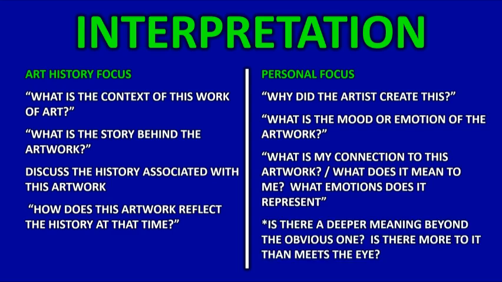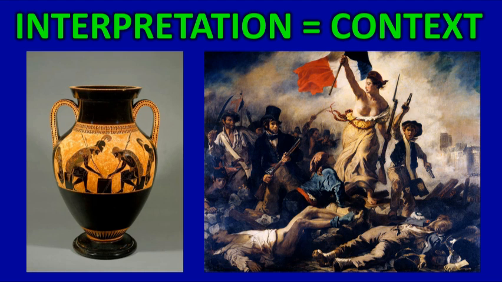Is there a deeper meaning beyond the obvious one, or is there more to it than meets the eye? If we're talking in art history, a lot of these objects have stories behind them. You'll remember the vase that has Achilles and Ajax on it. I told you a very long story about Achilles and his battle at the Trojan War and how his body was recovered by Ajax. That gives us some context, some idea of what this vase is all about.